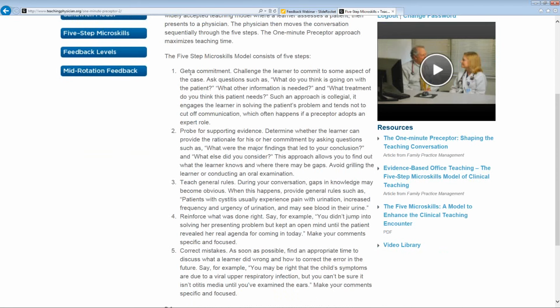This page, again, just gives you the very brief. If you say, oh, I heard about that, but I don't have time to read about it too much. I just want to remember what they are. Oh, yeah, it's get a commitment is the first one. Probe for supporting evidence. Teach general rules. Reinforce what was done right and correct mistakes. So this is a technique, and it's very, very user-friendly.